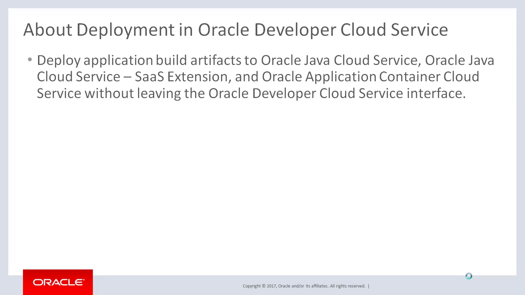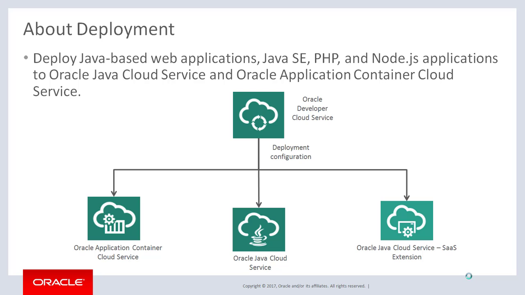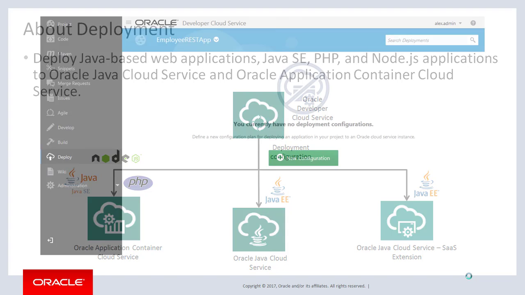After running build jobs and generating build artifacts, you can deploy them to Oracle Cloud Services, such as Oracle Java Cloud Service, Oracle Java Cloud Service SaaS Extension, and Oracle Application Container Cloud Service without leaving the Oracle Developer Cloud Service interface. You can deploy Java-based applications to Oracle Java Cloud Service and Oracle Java Cloud Service SaaS Extension. You can deploy Java SE, PHP, and Node.js applications to Oracle Application Container Cloud Service.